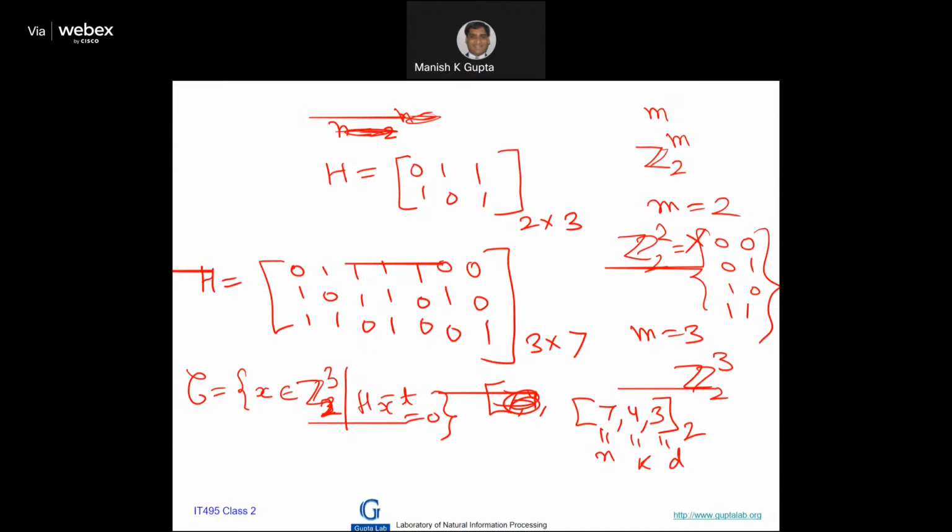Now, in general, we can construct a code of length 2^m minus 1, dimension 2^m minus 1 minus m, and distance 3. This is your binary Hamming code. We denote it by H_m. The length is 2^m minus 1. This is k and this is d. These are the general parameters. Normally whenever we are describing a code, we would like to know the parameters. So this code has length 2^m minus 1, k is 2^m minus 1 minus m, and distance is 3. Since distance is 3, it can correct a single error.